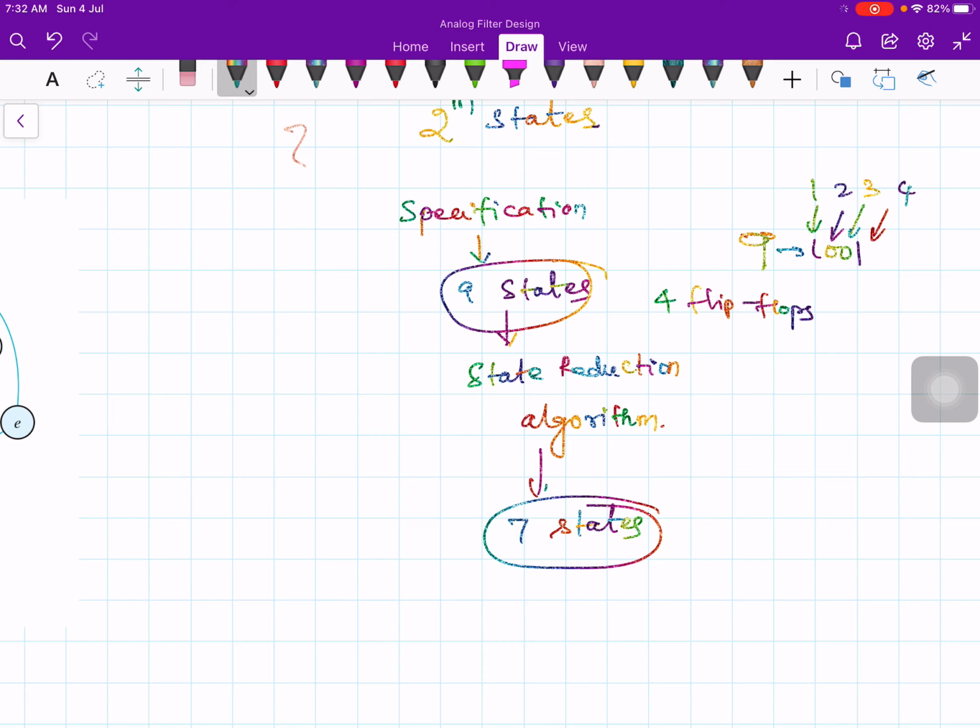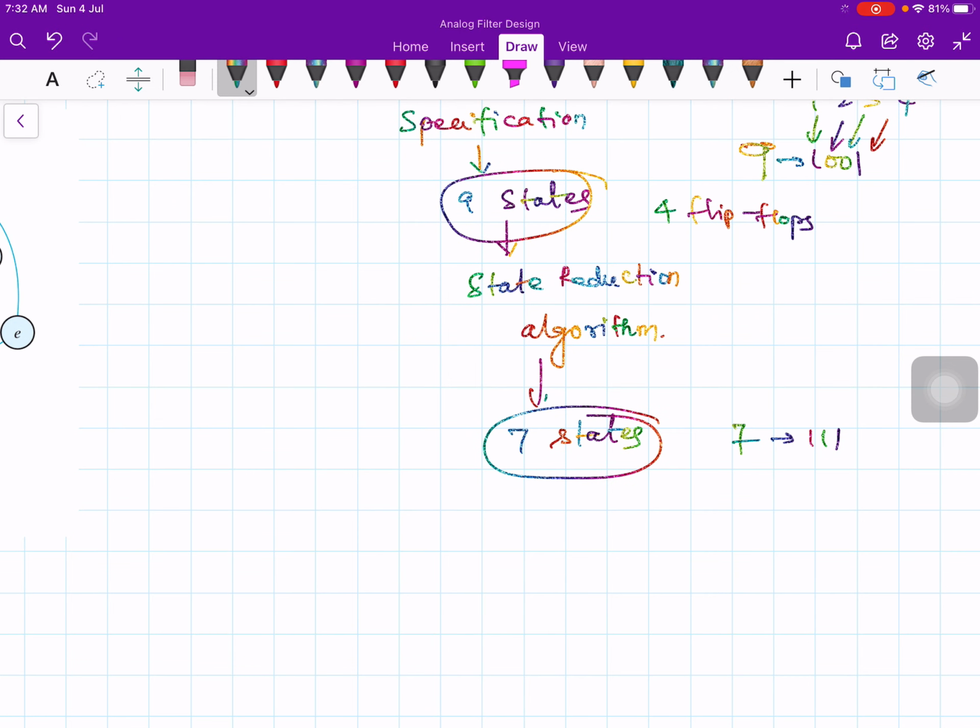With these 7 states, I need only 3 bits, because 7 is represented by 1 1 1. I don't want 4 flip-flops. So you reduce the cost of 1 flip-flop. So that is the purpose of your state reduction algorithm. Therefore, whenever you reduce the number of states in your state table, then you are saving money. So the number of states reduces, then the number of flip-flops reduces, therefore this implies cost also reduces.